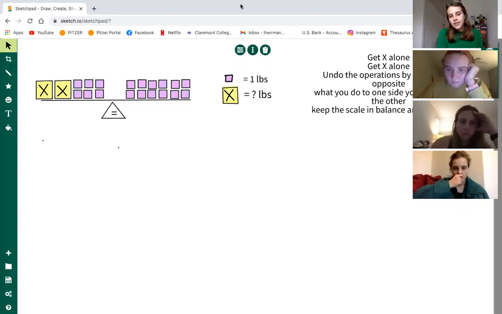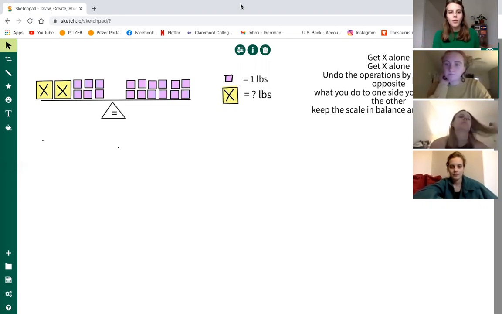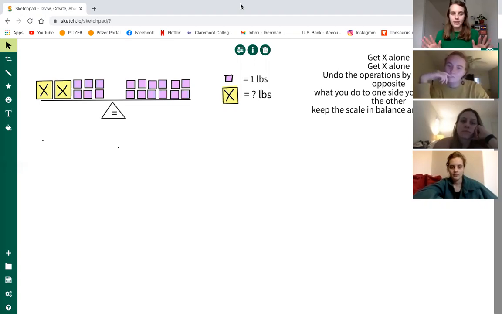We have on the left side of our scale 2 identical boxes, and based on our key, we understand that we do not know the weight of these boxes. They're represented by the letter X. We also have, in addition to those 2 boxes, 6 1-pound boxes. That's the left side. On the right side, we have 12 1-pound boxes. And those 12 1-pound boxes are the same 1-pound boxes that are on the left side of the scale. We also notice that our scale is balanced. It is at equilibrium. What's on the left side equals what's on the right side.